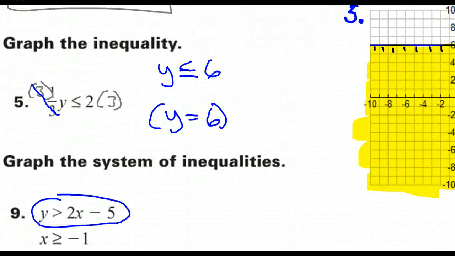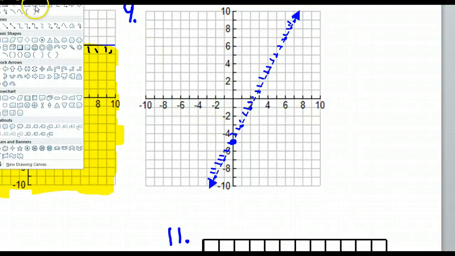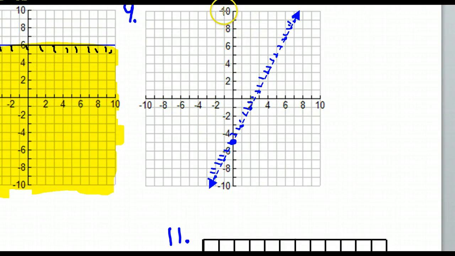Anyway, moving on. Next, we have x is greater than or equal to -1. I'll do this one in red. Please understand that this is going to be a vertical line. X equals a number is a vertical line. So I'm going to start off by graphing x equals -1, which is a vertical line at -1, like this. Probably should have put arrows on that. I'll worry about that later.